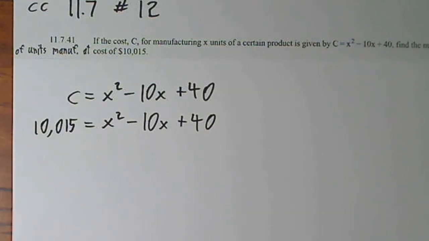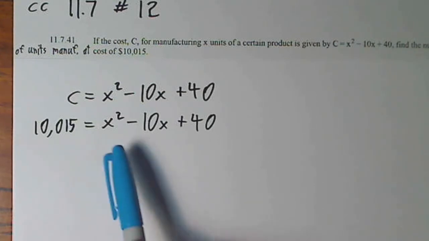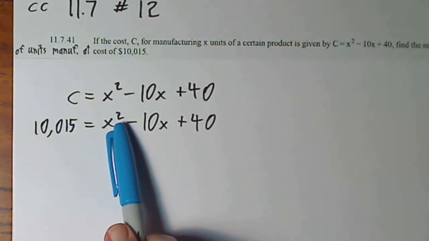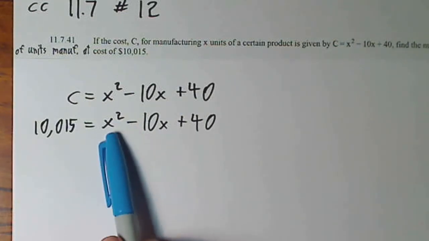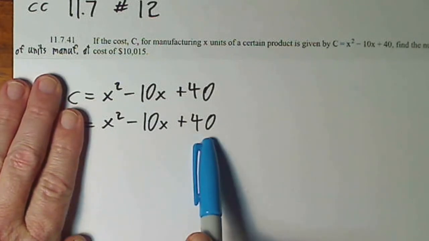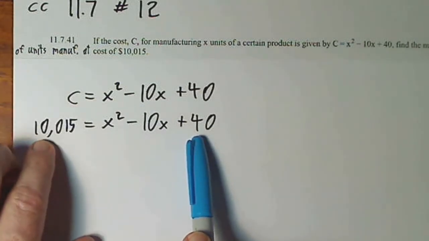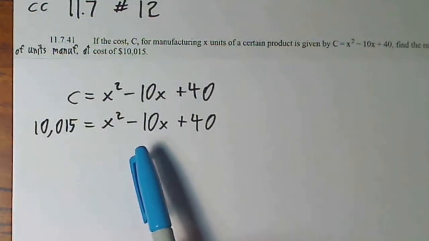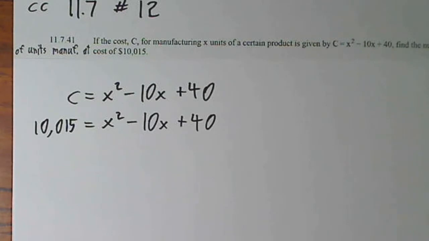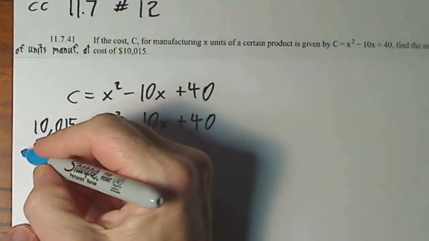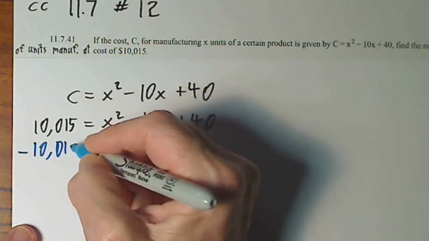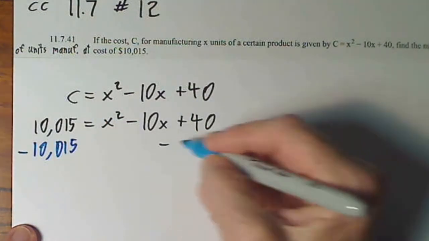What's supposed to trigger your strategy is that you have a trinomial with something raised to the second power. You're hoping to get this into factored form. If you can have this in factored form equal to 0, then you can solve it using our zero factor property. You certainly don't have a 0 on the left side, so we're going to subtract 10,015 from each side.